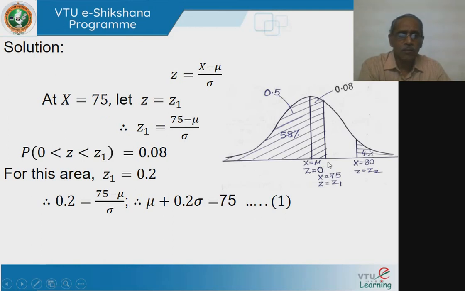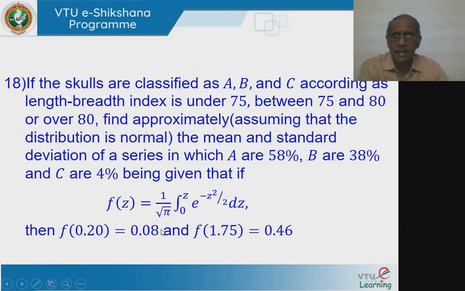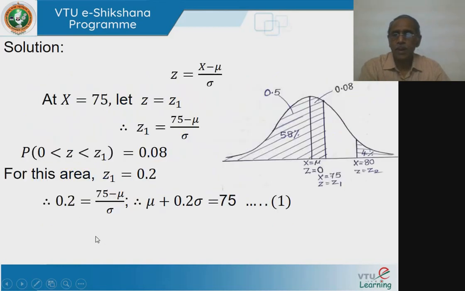To find this value, the probability of 0 less than z less than z1 is equal to this strip, 58 minus 50, 8%, or 0.08. For this area, 0.08, the corresponding value of z is given in the problem itself as data: 0.2. So z1 is 0.2.